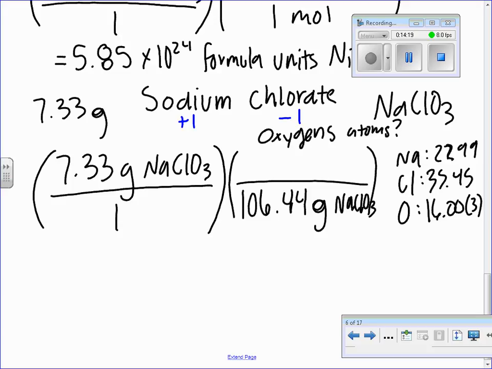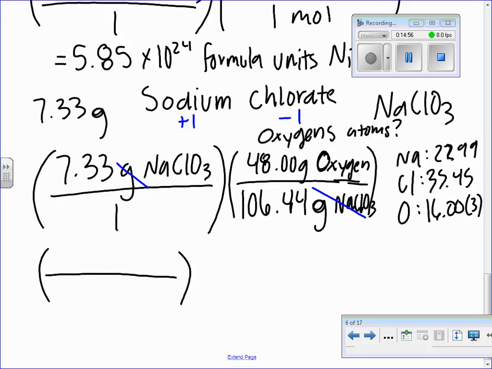How many grams of oxygen are going to make that up? That's simple. 16 times 3. We've got 48.00 grams of oxygen, and that many grams per mole of sodium chlorate. So we've got grams of sodium chlorate, now we've got grams of oxygen. How are we going to solve for atoms?